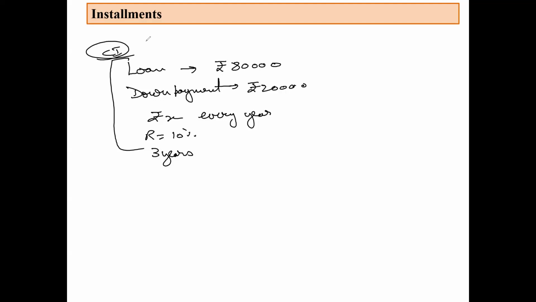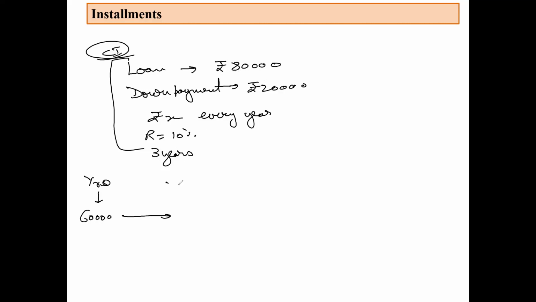Now, just follow me with the calculations here. There are different ways of looking at it. One way could be that we look at the exact process that happens. So in year zero, when the thing starts, what is the loan that I've effectively taken? The phone was for 80,000 rupees. I paid 20. Basically, I've taken a loan of 60,000 rupees.